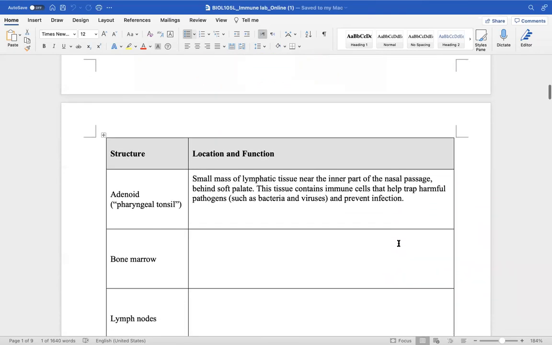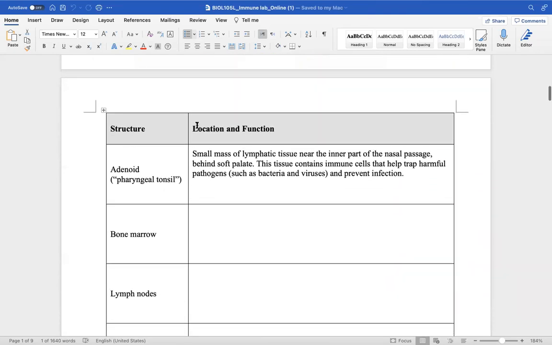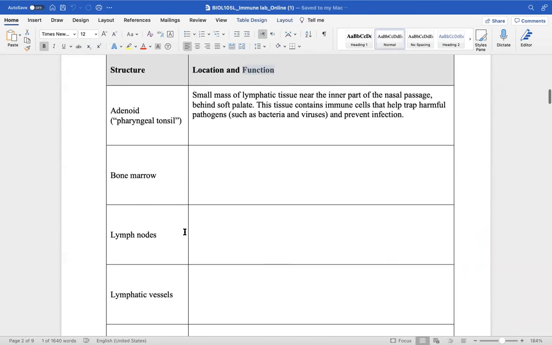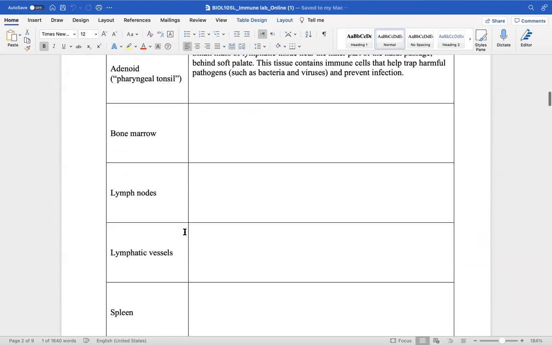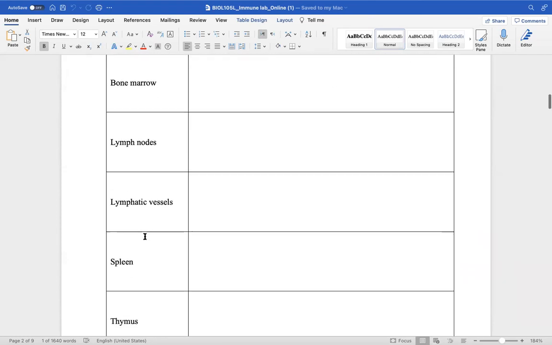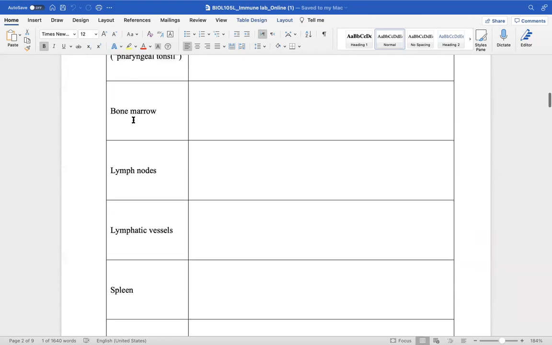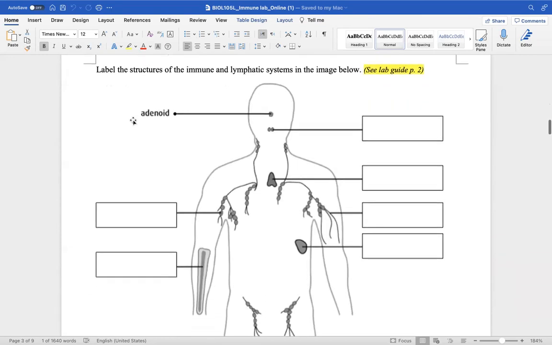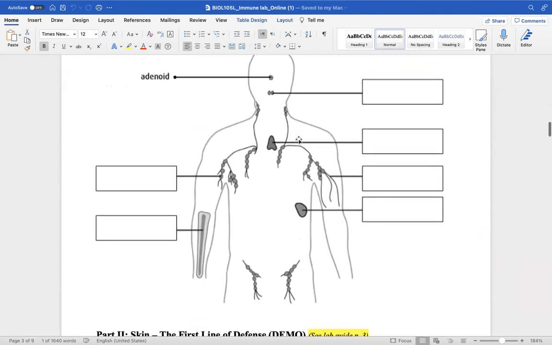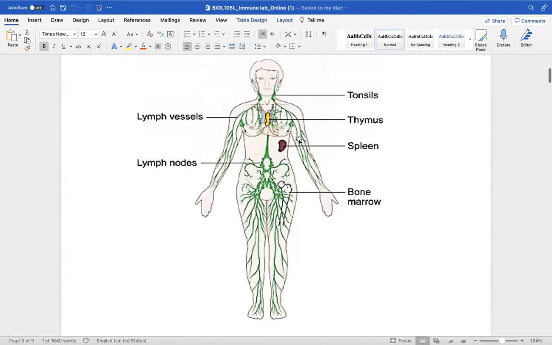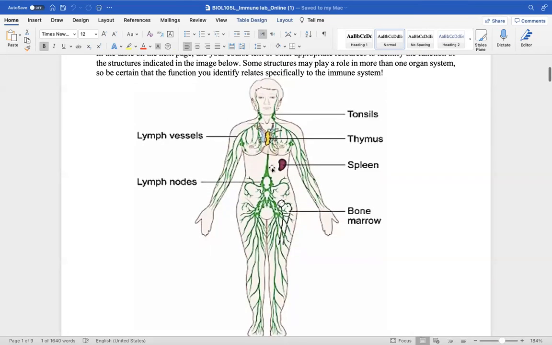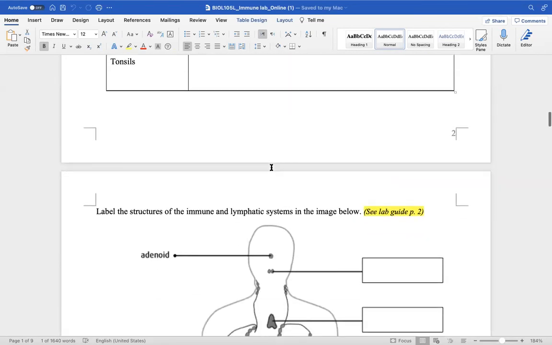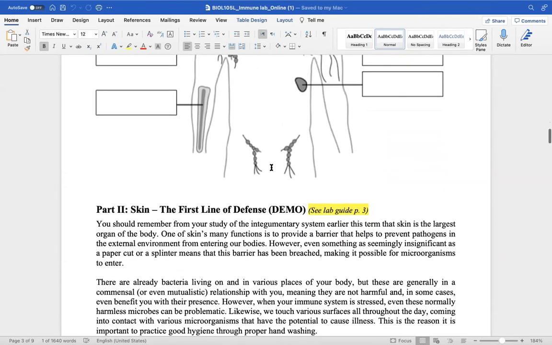So what you need to go through is identifying the structures and then be sure to tell me where they're located as well as their function. And again, you might need to use your textbooks or Google or other resources to fill out specifically where these organs in the immune system are located and what their function is. Then you will label the structures of the immune system and the lymphatic system in the image below, and you can use pretty much the picture from above. It's just another way to test you to make sure that you understand what the organs of the immune system are and where they're located.